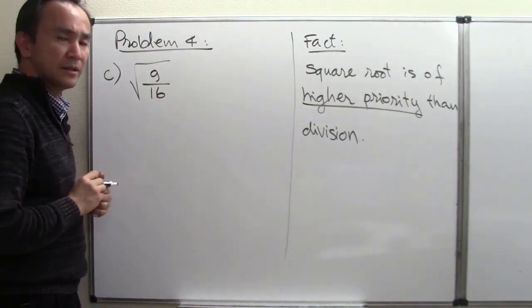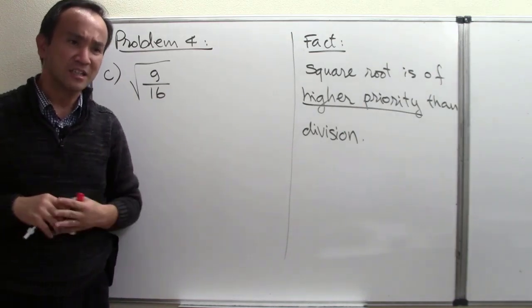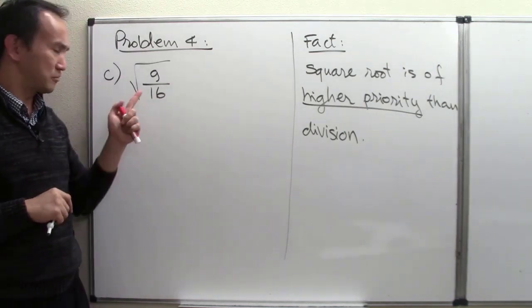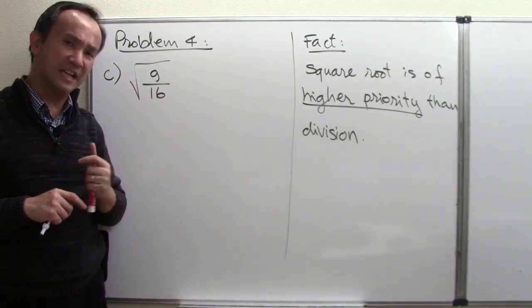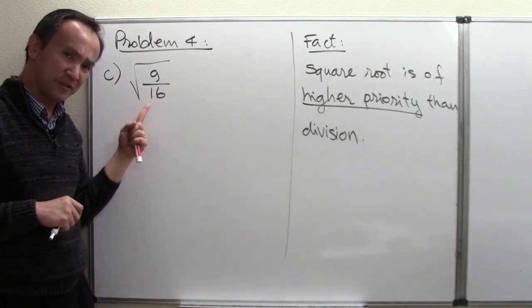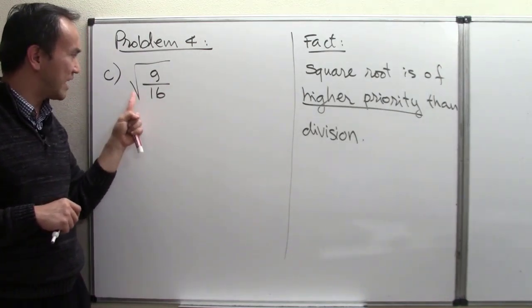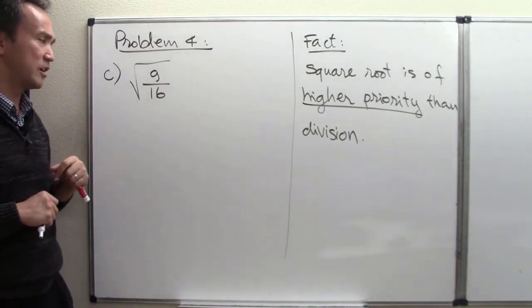And you know, a fraction is always something that you have to pay extra caution to. So I don't want to leave problem number 4 here yet. Let me bring in another problem very similar to part B that we have done earlier. Here in part C, we have the square root of 9 over 16. The square root of 9 over 16.